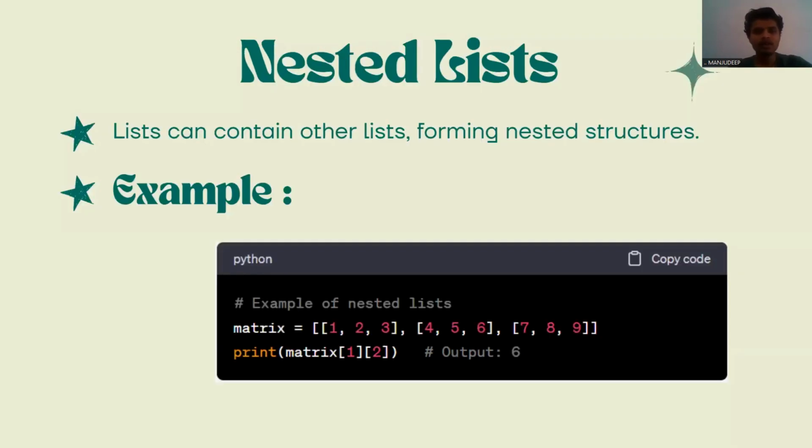Nested list. A list can contain other lists, forming nested structures. A list present within a list is known as a nested list. An example of a nested list: matrix equals, first open the square brackets, and open another square bracket for a list within the list: [1, 2, 3], comma, another list within the list: [4, 5, 6], comma, another list within the main list matrix: [7, 8, 9], and now close the entire list matrix.